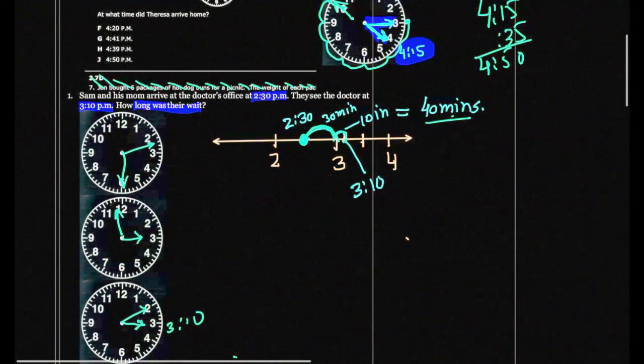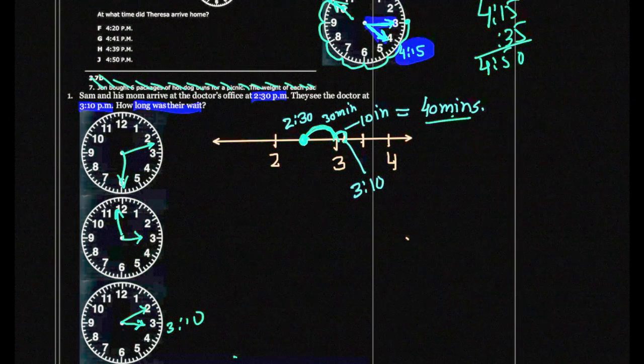Let's try number 1. In this case, we have Sam and his mom. They're at the doctor's office at 2:30 p.m., and they're sitting and waiting, and they see the doctor at 3:10. So how long was the wait time?